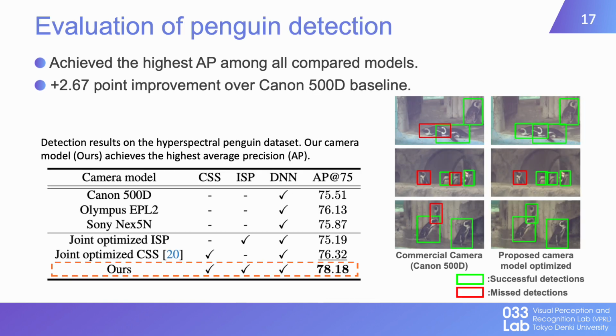Finally, here is the result for the object detection task. In this task, the benefit of our approach was very clear. Our method achieved an average precision of 78.18%. This is a substantial improvement, 2.67 points higher than the fixed commercial camera baseline of Canon 500D.